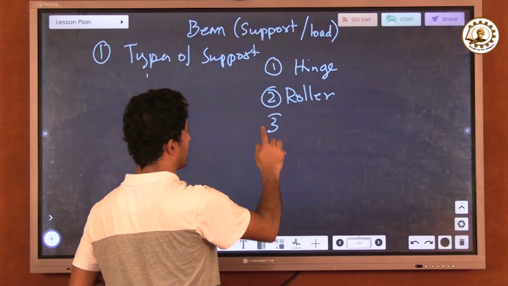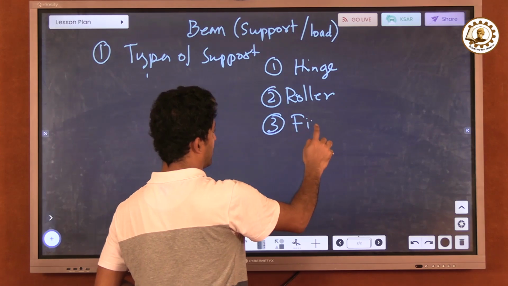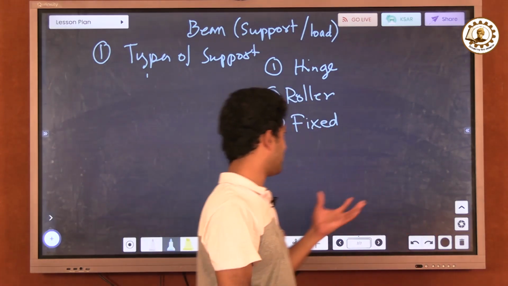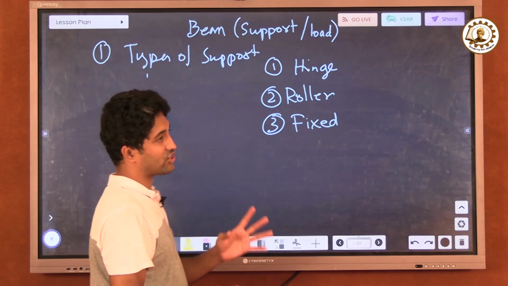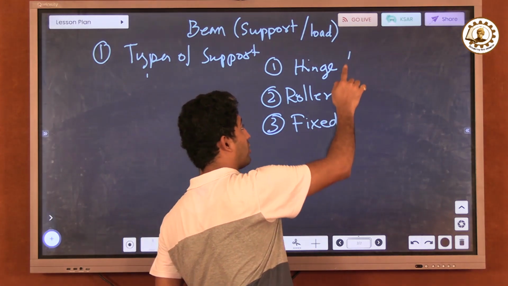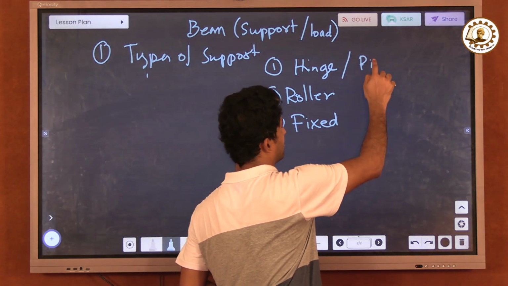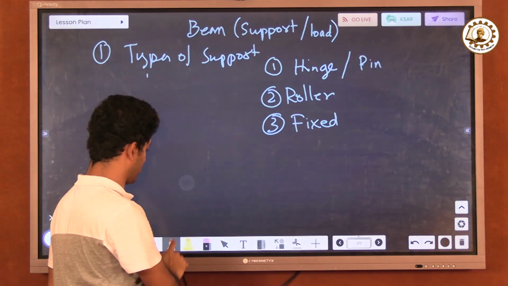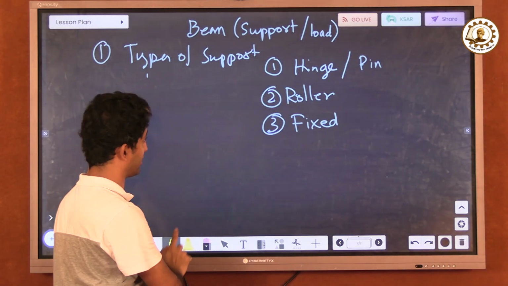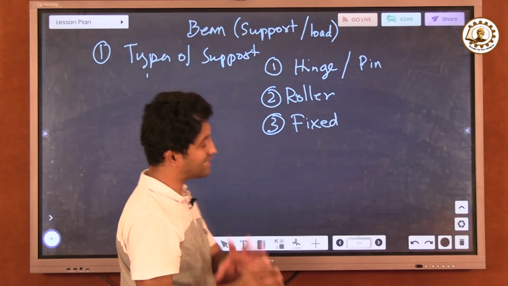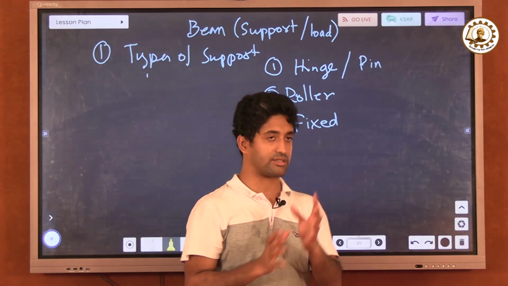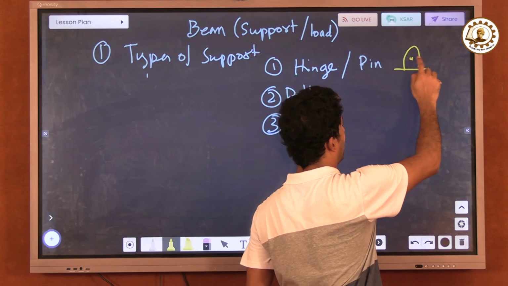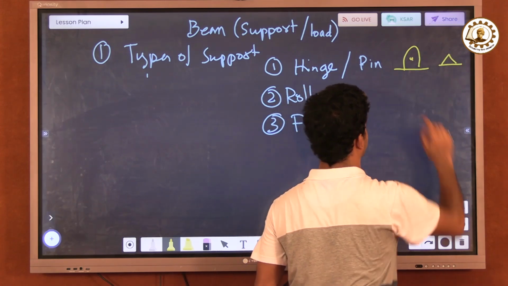Number two, roller. Number three is fixed, or sometimes we also say fixed. That depends on our pronunciation. Hinge is also termed as pin. Now, how does it look? You need to remember how it looks so that you can understand whether it is a hinge support or pin support. Hinge support looks like this, or it may look like this.